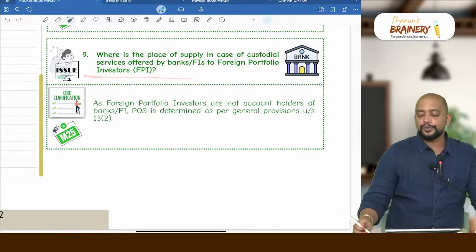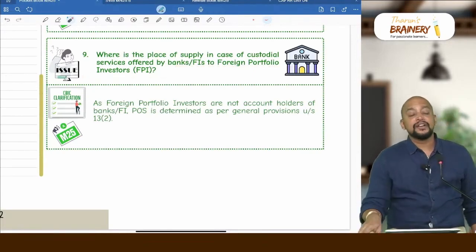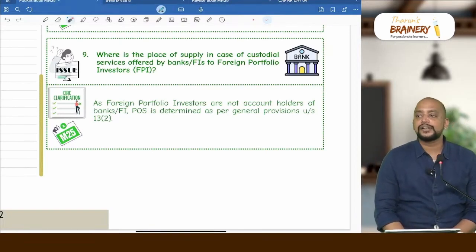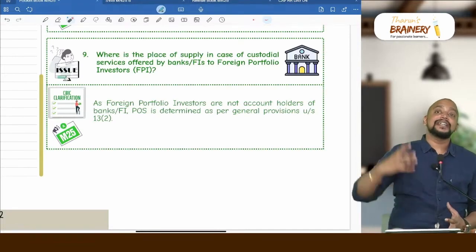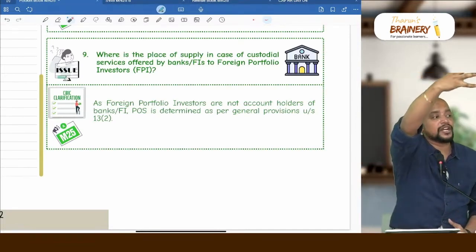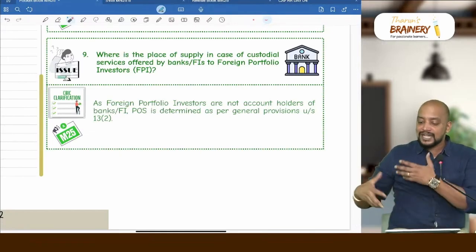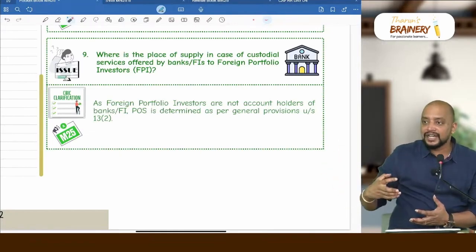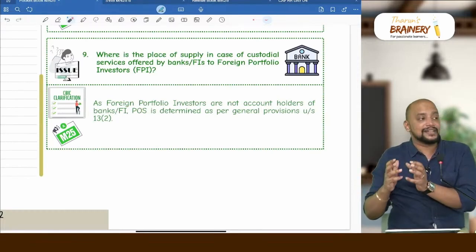Then last circular: where is the place of supply in case of custodial services offered by banks or financial institutions to foreign portfolio investors? Foreign portfolio investors will approach a lot of banks for the purpose of receiving custodial services. Custodial service means the bank will act as a custodian for the equity investment made by the foreign portfolio investors in Indian companies. So whatever meetings, participation in the meetings, collection of dividends and retention of the equity instruments, everything will be done by these banks.